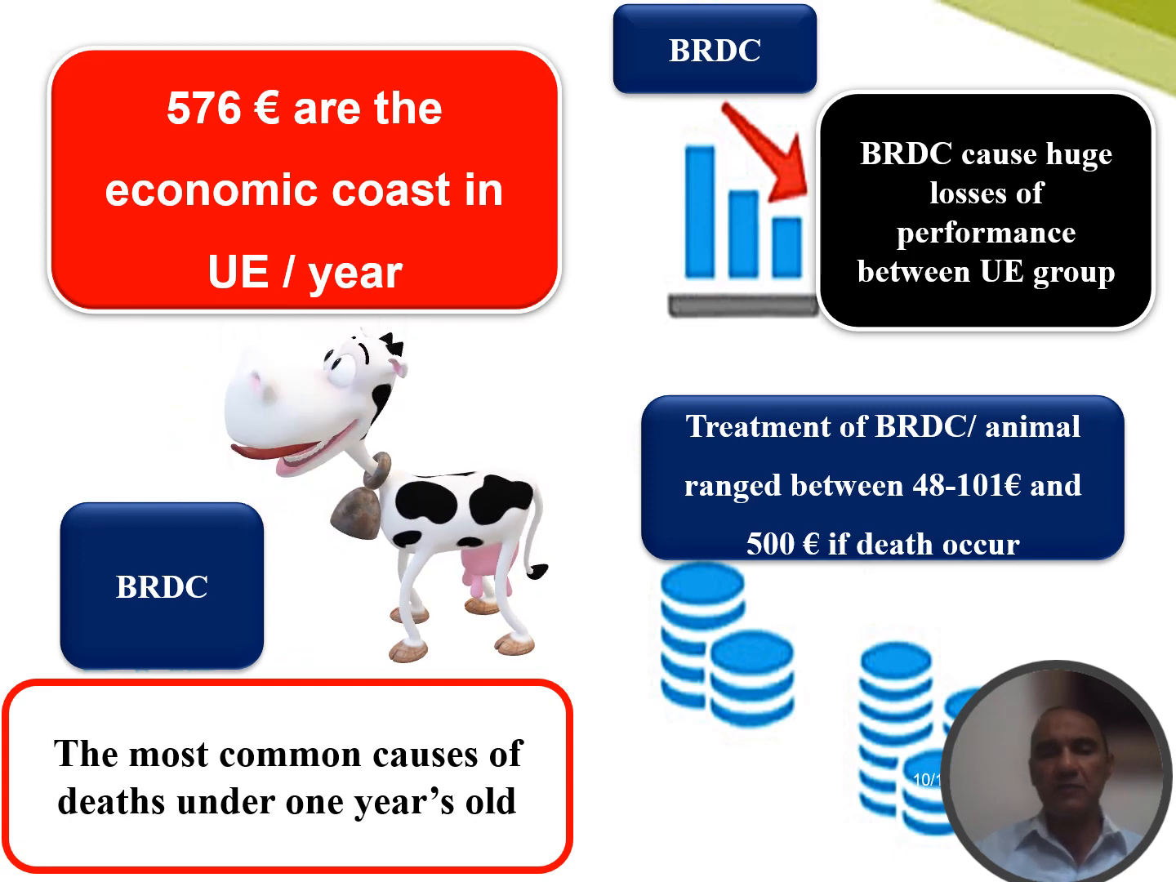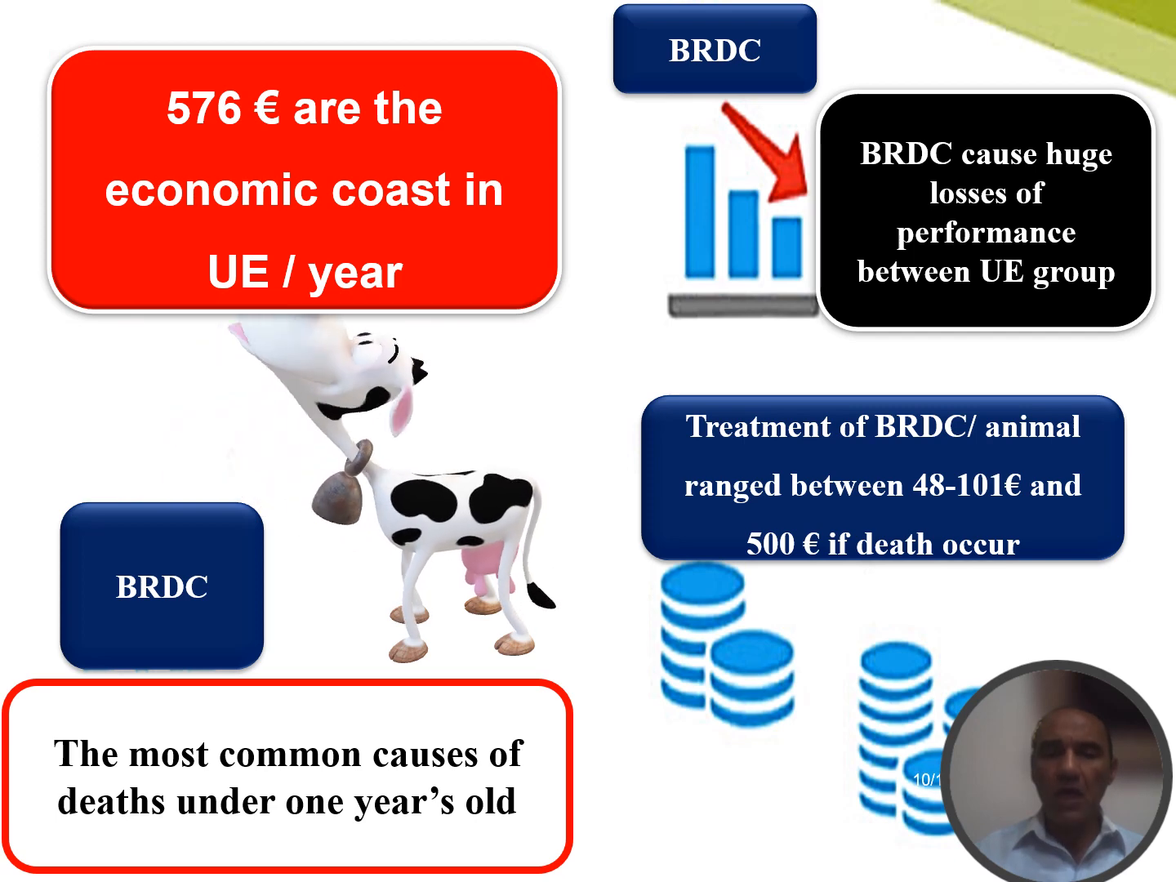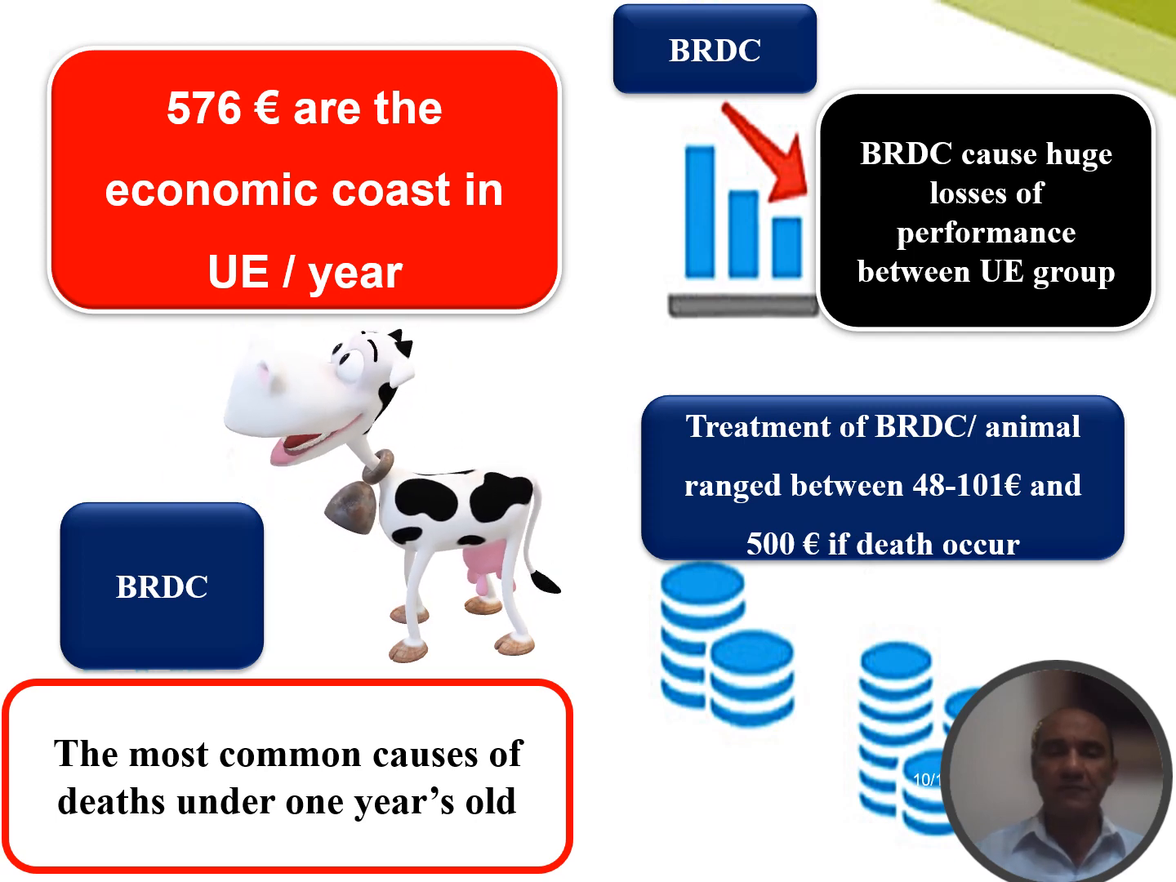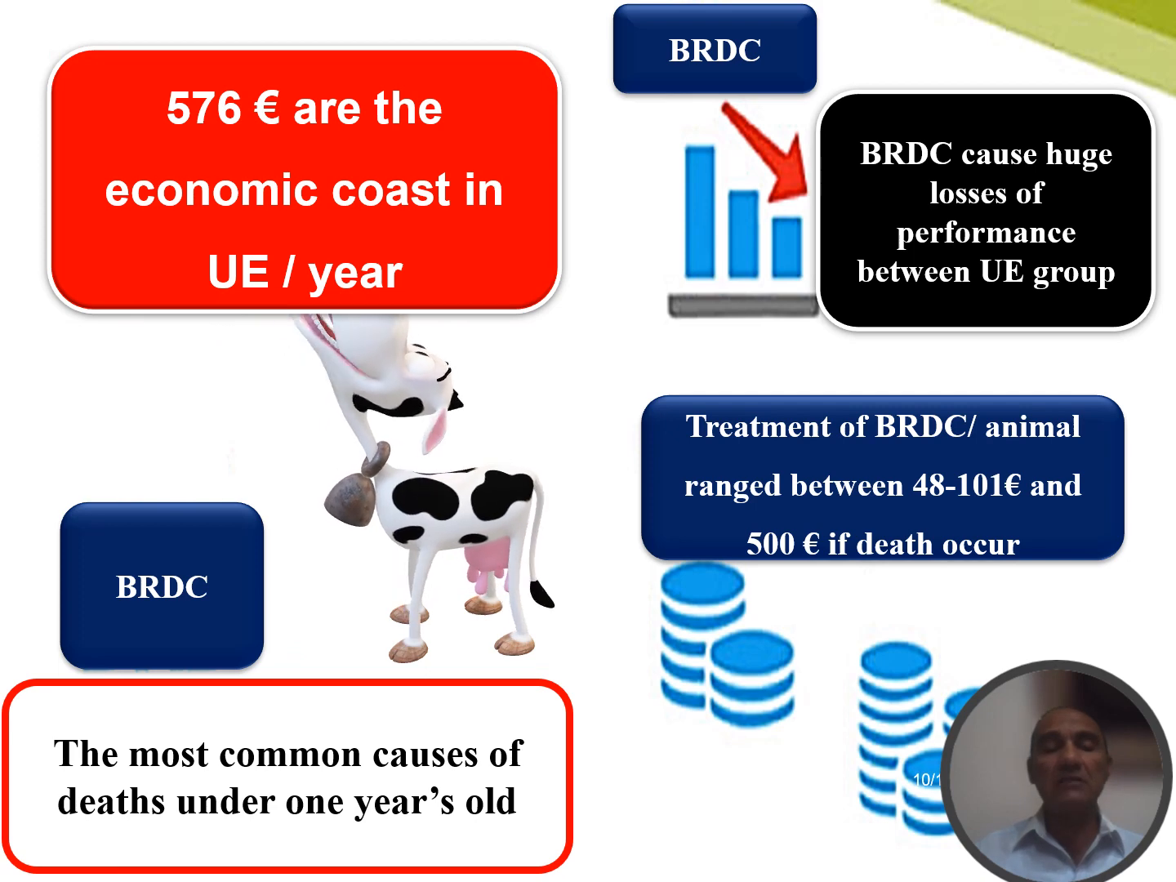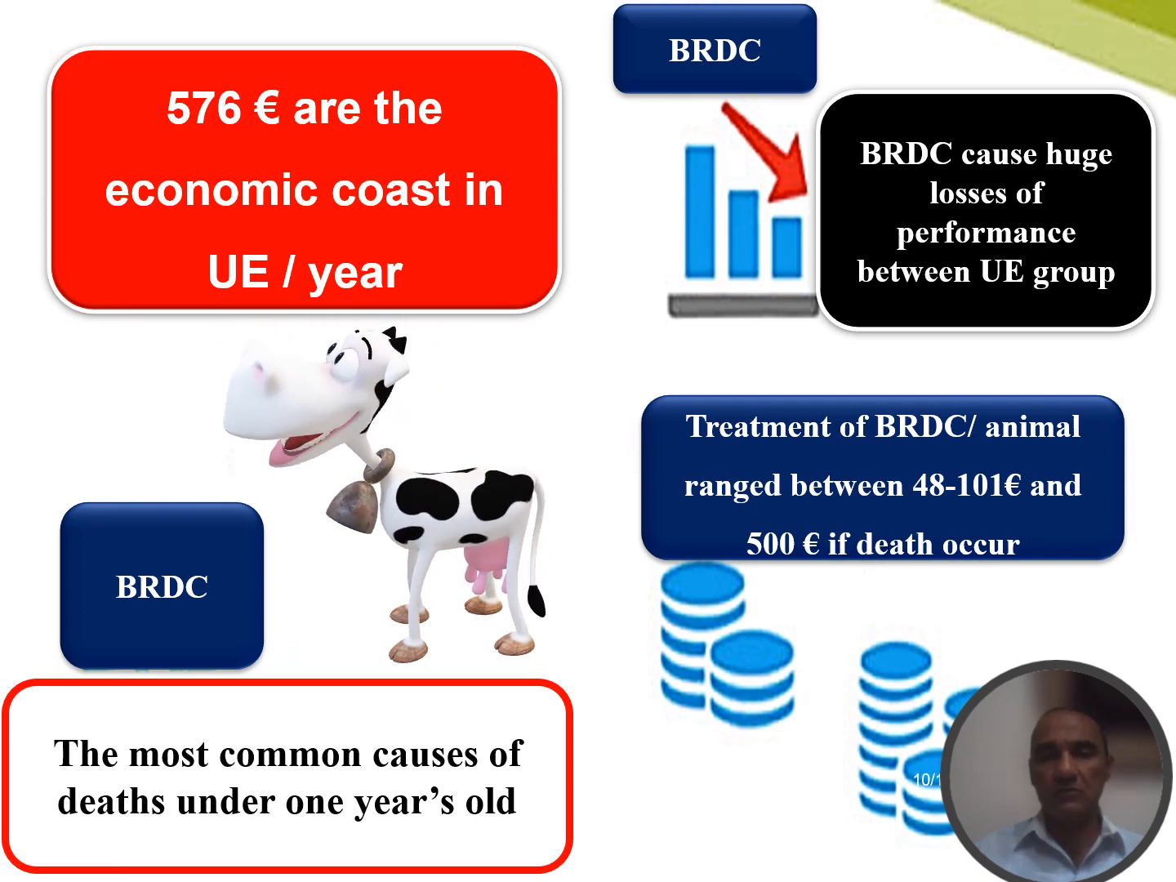Treatment of bovine respiratory disease complex per animal ranged between 48 up to 101 euro, and 500 euro if death occurs. Bovine respiratory disease complex all over the world is the most common cause of death under 1 year old.